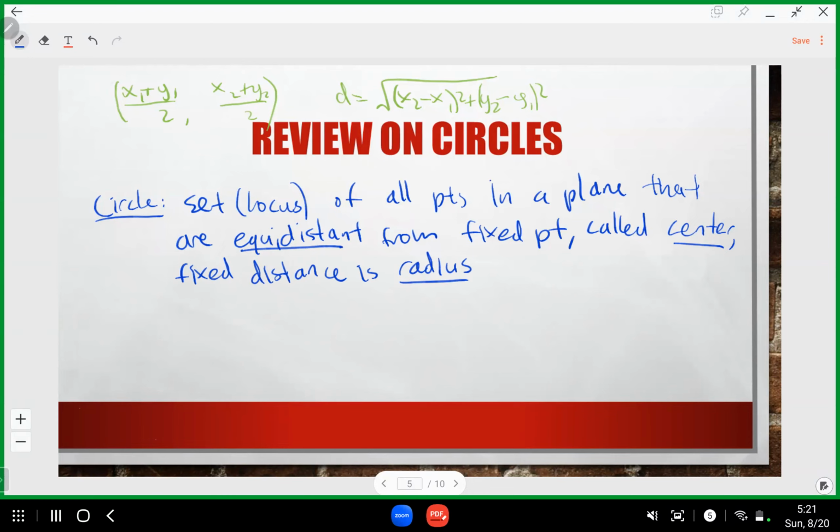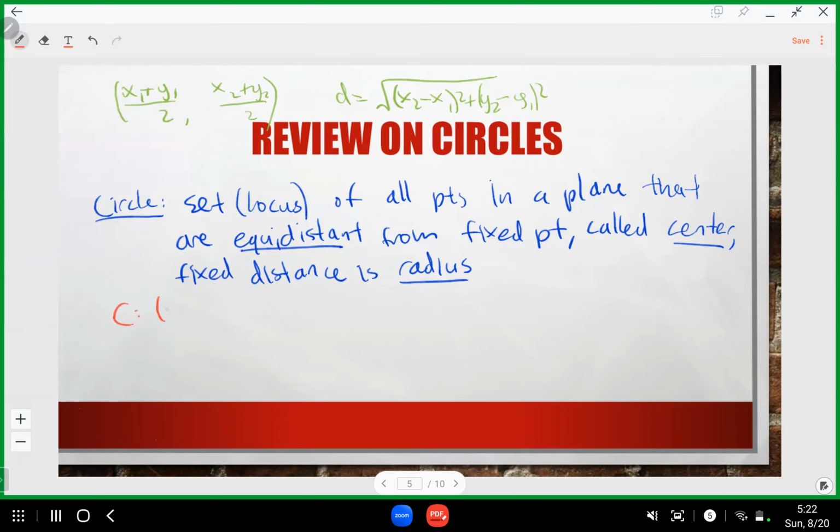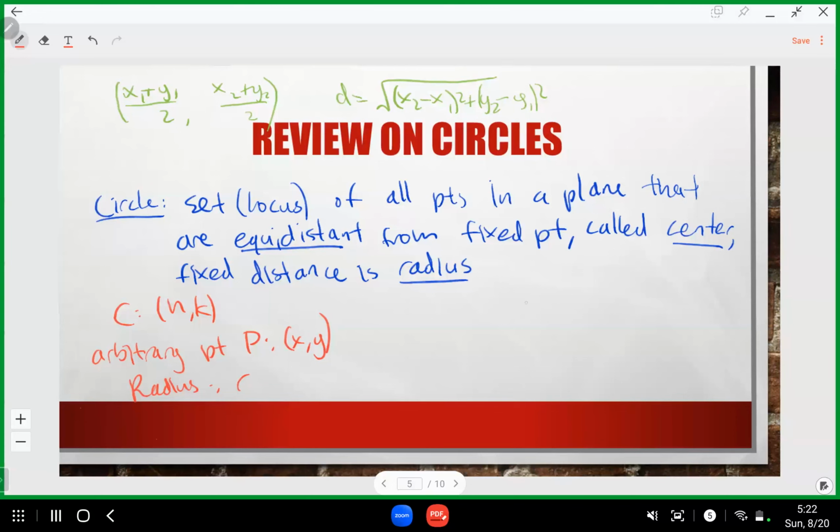So I write this long definition, but you don't really need to remember it. It's not that important. You know what a circle is, right? Same radius all around, it's just equidistant. Okay, so basically, if we take our center to be point (h, k), an arbitrary point P on the circle is (x, y), and the radius we take is r, how do we find the equation of the circle? That's the main part. So let's just draw our circle here.